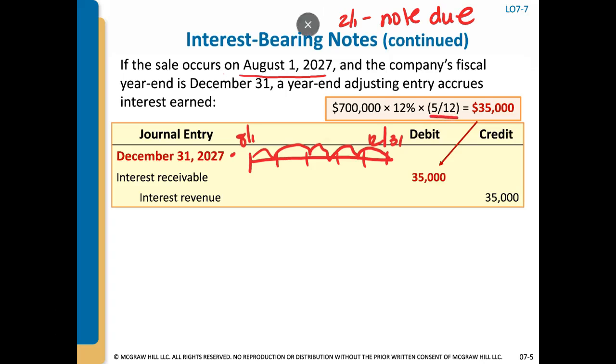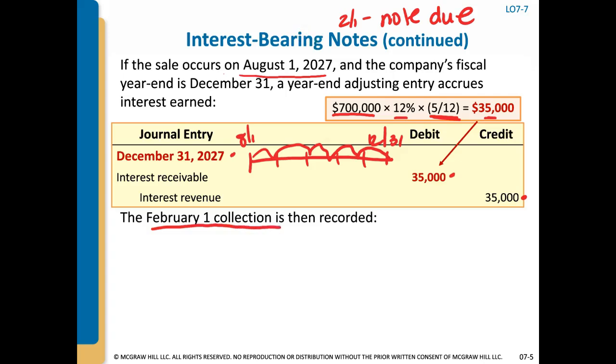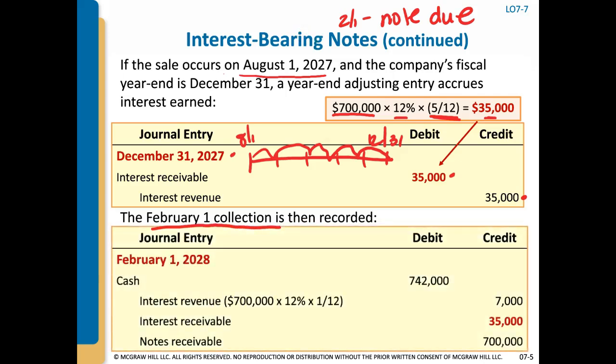So we've earned the $700,000 at 12%, and we've earned the revenue for 5 out of the 12 months. So it's $35,000. So at the end of the year, we would record an interest receivable for $35,000 and interest revenue for $35,000. And now comes February 1st, when we're actually going to collect on the note, because that's when it's due. We're going to receive the cash.